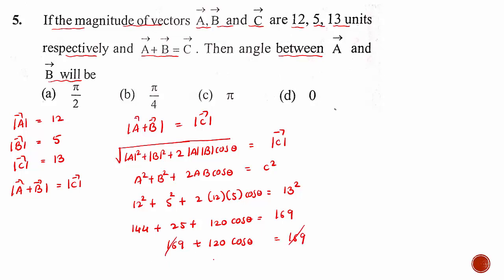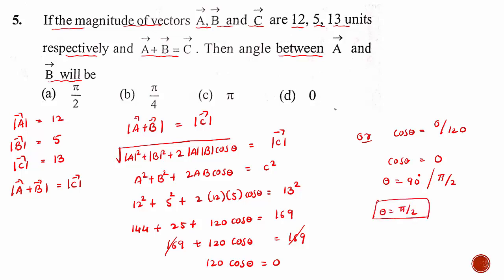169 will get cancelled. We will get 120 cos theta is equal to 0. Or cos theta equal to 0 by 120, we can take 120 on the RHS side. So 0 by anything will be 0. Cos theta equal to 0. This is only when theta equal to 90 degree. Theta equal to 90 degree means what? Pi divided by 2. So theta equal to pi by 2. This is the angle between two given vectors. So option A is the right answer.